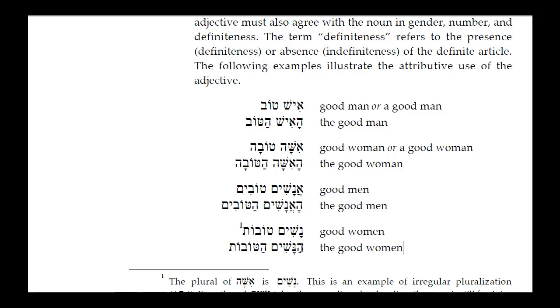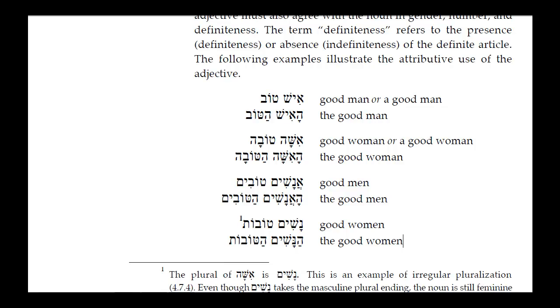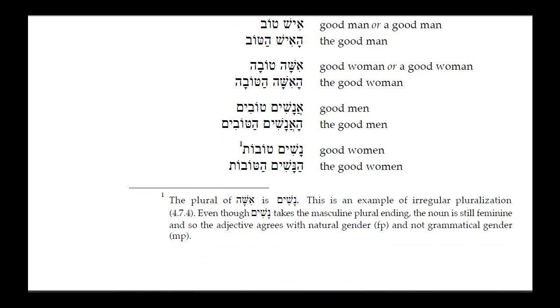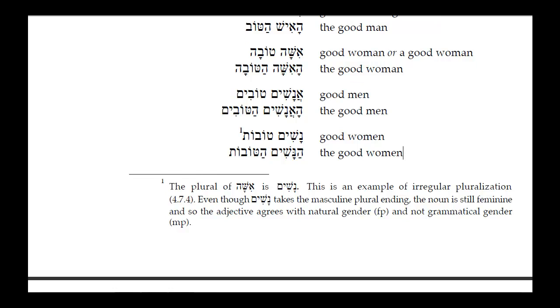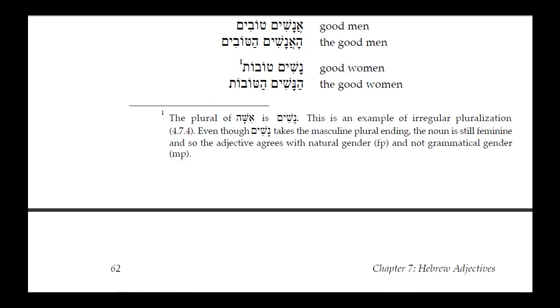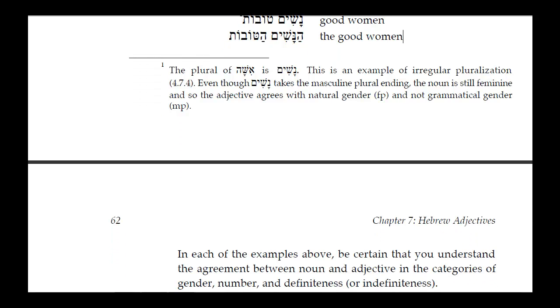Same thing, we make it definite. Hanashim hatovot. We add the definite article onto the adjective here because the noun has the definite article. Hatovot agrees in gender, number, and definiteness again. So that's the key thing: for it to be attributive, the adjective needs to agree with the noun that it's modifying in gender, number, and definiteness here.